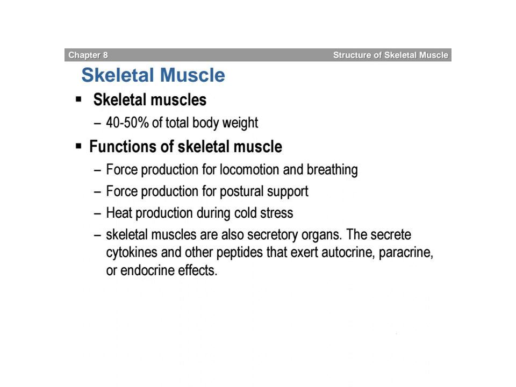And then finally, skeletal muscles are also used as secretory gland organs. So they can secrete cytokines and other peptides, and these can exert autocrine, paracrine, or endocrine effects. This is kind of new research, but it's now shown that skeletal muscle do have this interesting extra function that people hadn't really known about earlier.